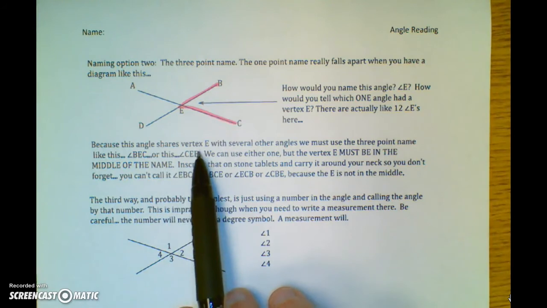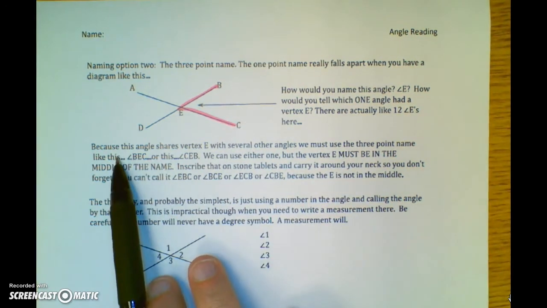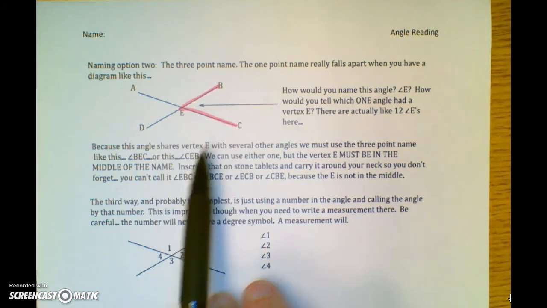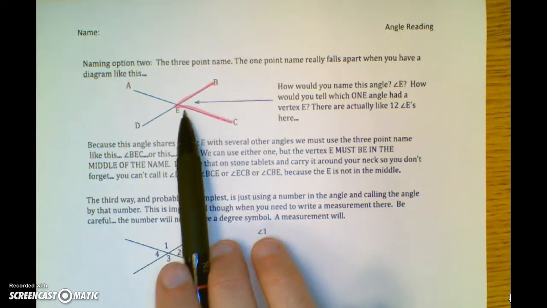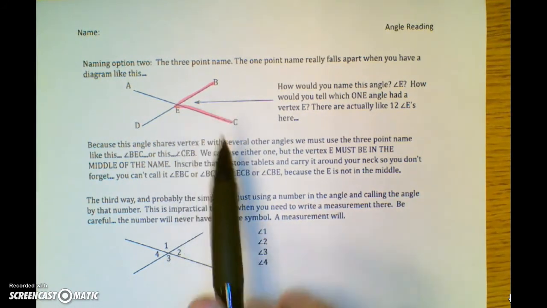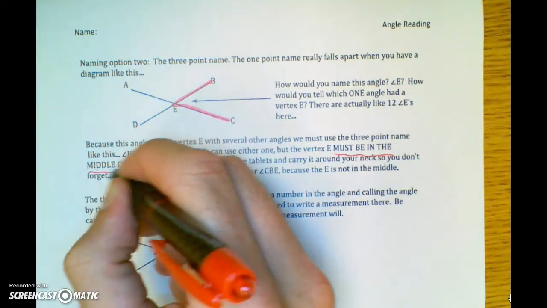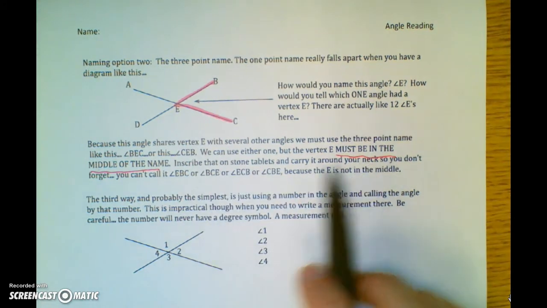Because the angle shares vertex E with several other angles, we must use the three-point name like this, angle BEC, or this, angle CEB. These are the same, just written backwards. E is always in the middle though because it's your vertex. We can use either one, but the vertex must be in the middle. Inscribe that on stone tablets and carry it around your neck so that you don't forget.